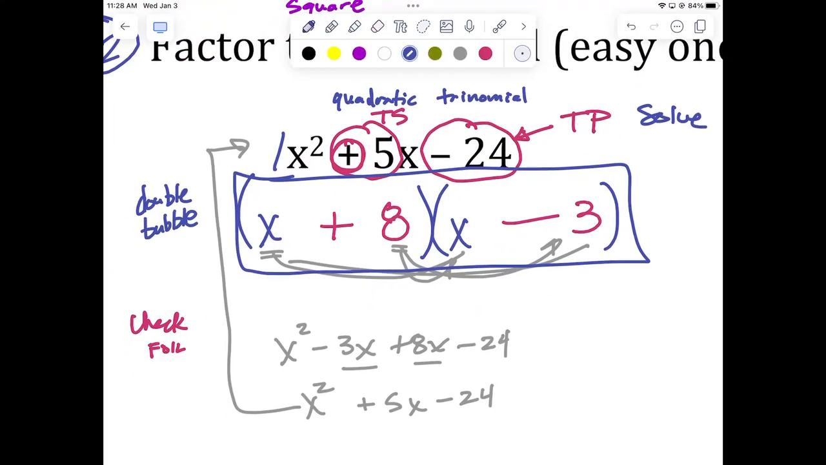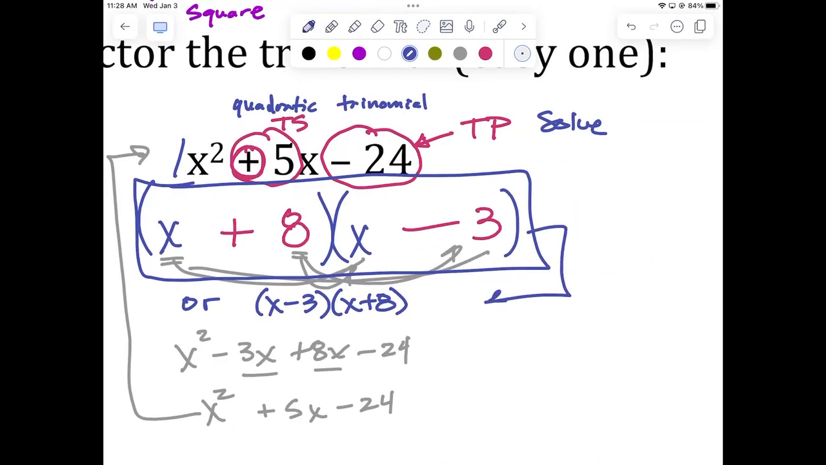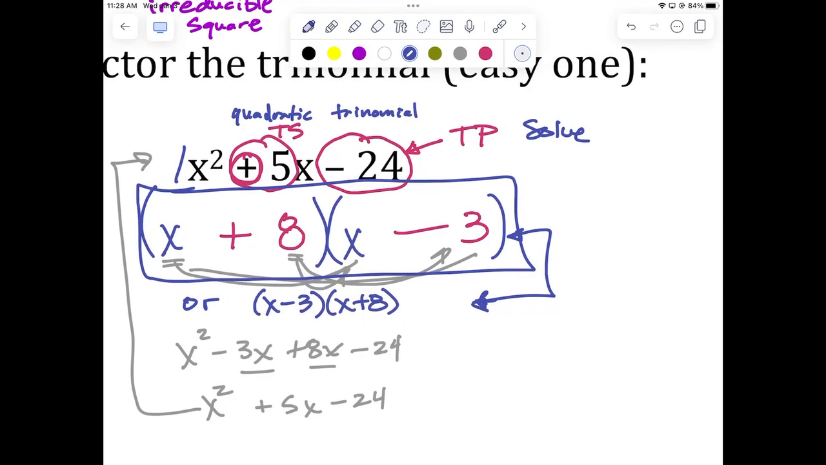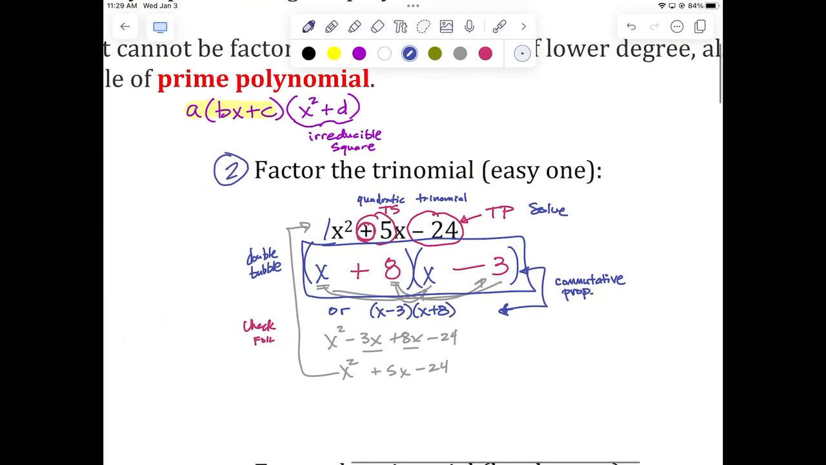Now, of course, if you do it the other way, it could also be x minus 3 times x plus 8, couldn't it? What property allows those to both be the same? What property allows you to flip your factors around? Not the distributive. When you go from here to home and home to here, you're commuting back and forth, right? It's the commutative property. Multiplication and addition are both commutative. Subtraction and division, not commutative. You can multiply in any order.